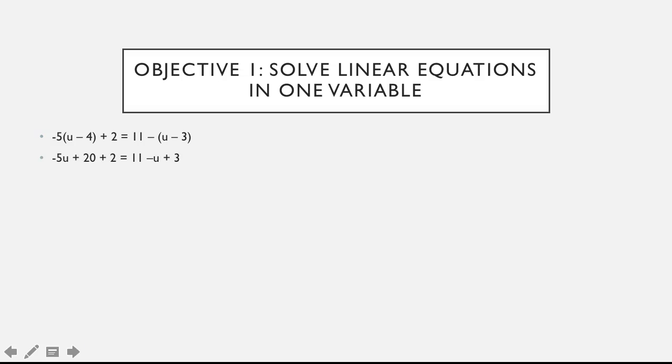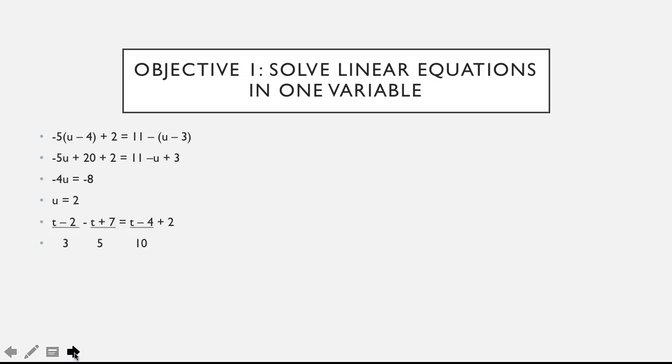Okay, when you distribute in, you get negative 5u plus 20 plus 2 equals 11 minus u plus 3. And then you're going to put your like terms together, and you're going to put the u's on one side and the whole numbers on the other side, and when you do that you come up with negative 4u equals negative 8. And then you're going to divide, so u equals 2.